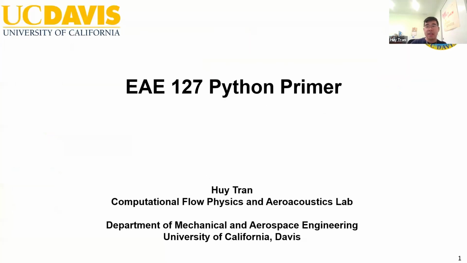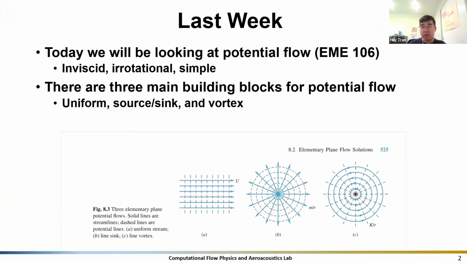So turning back here, this week's primaries. Last week we were looking at potential flows, specifically focusing on the building blocks for uniform stream and the source sink shown in A and B in the image. However, I left out part C for this week.